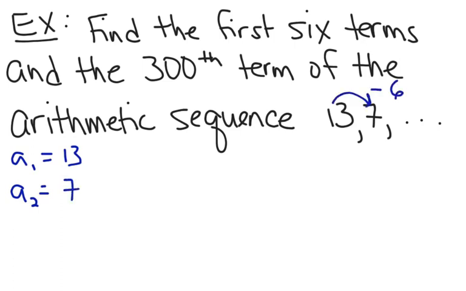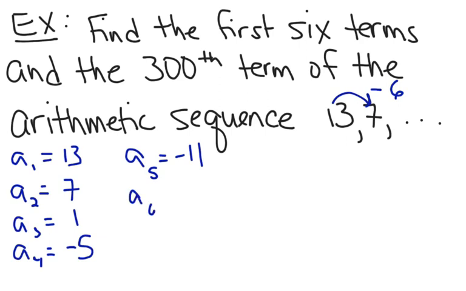It's minus 6. So that means the 3rd term would be 1. The 4th term would be negative 5. The 5th term would be negative 11. And the 6th term would be negative 17. I just keep subtracting 6 each time.